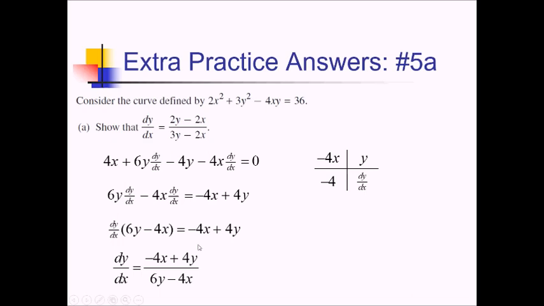So one thing to notice is that we could write this as 4y minus 4x, and it would be just the same. We can also reduce everything here by 2. So that would be 2y minus 2x on top. And down here we're going to have 3y minus 2x. And that matches exactly with what they wanted.